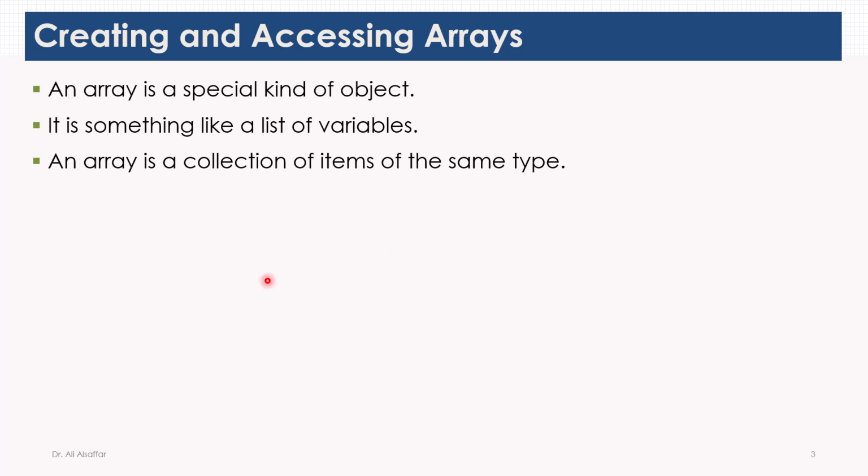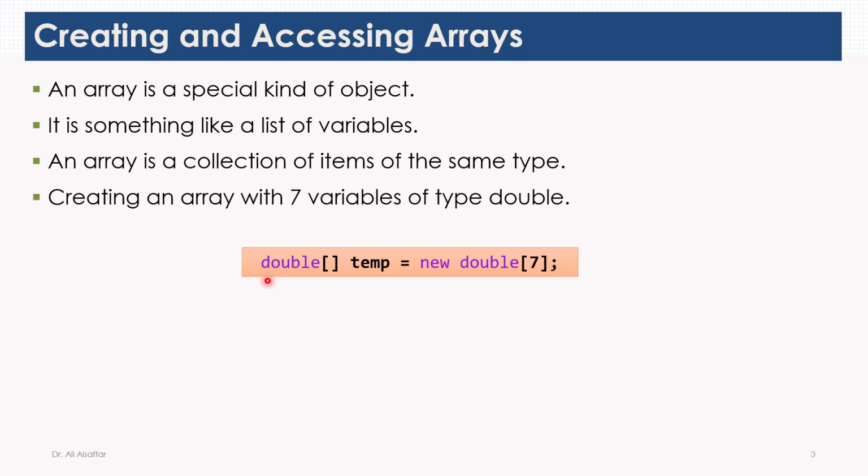Now, how to define an array of the same data type? This is the syntax we use to define an array of 7 double variables. If we want to define a single variable, usually we type the data type followed by the name of the variable, and if we know the value at the time of declaration, we write equal followed by this value. Now, if you want to create an array with 7 variables of type double, this is how you do it syntactically in Java.